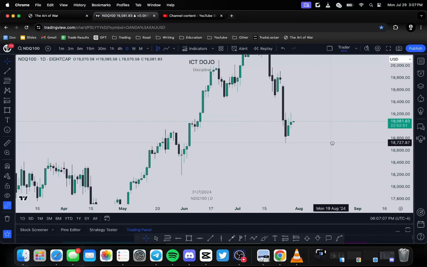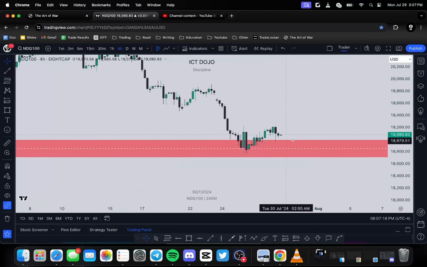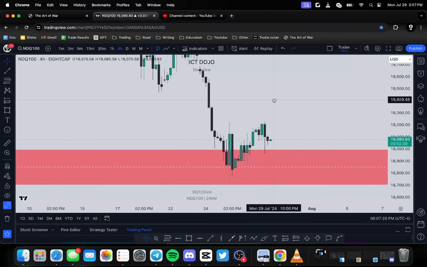I would overall be bullish though, and I'd just watch for this fair value gap. We want to see maybe another tap into it and you can get an entry from there, or on the lower time frame if it closes above some inefficiencies.